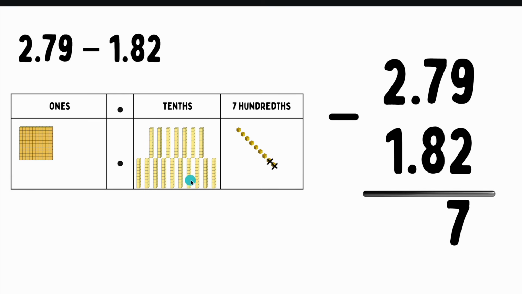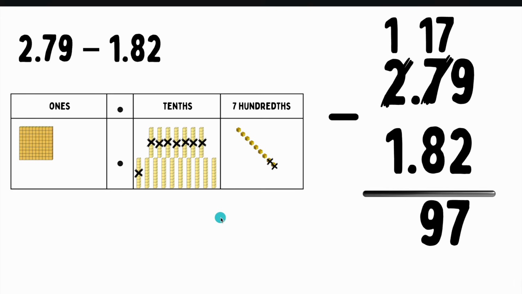Now we have 10 more tenths. 7 and 10 makes 17 tenths. And now we only have one whole. Now we can subtract 17 minus 8. 1, 2, 3, 4, 5, 6, 7, 8. We still have 9 tenths.